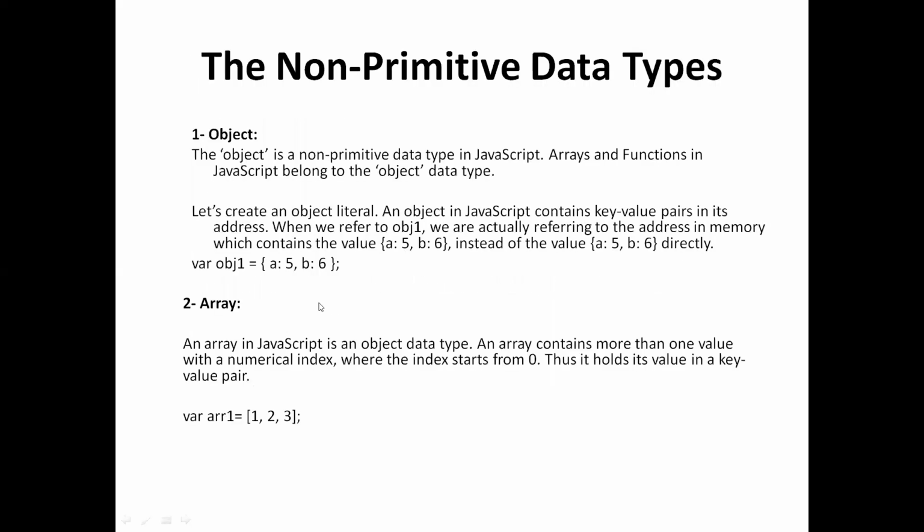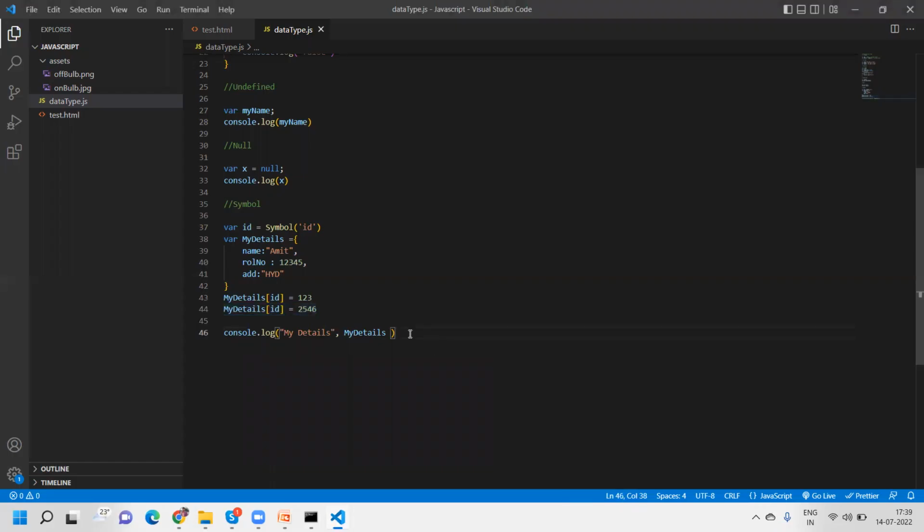So we'll move to another data type, the non-primitive data type. Non-primitive data types contain the object and array.